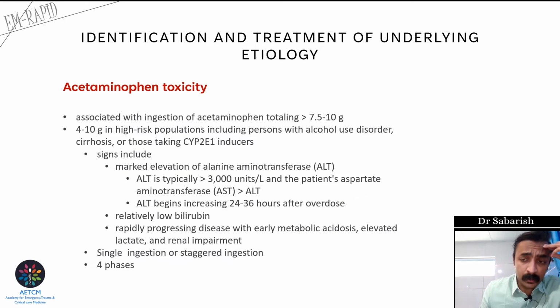Or in patients who are under high risk, even a dose of 4 to 10 grams might be lethal. Signs usually include a marked elevation of ALT more than 3000, and usually AST more than ALT. The ALT usually begins to rise at 24 to 36 hours of the overdose, and there could be relatively low bilirubin. A rapidly progressing disease with early metabolic acidosis, elevated lactate, and renal impairment are some of the characteristic features of PCM toxicity. And usually we have 4 phases of disease progression.